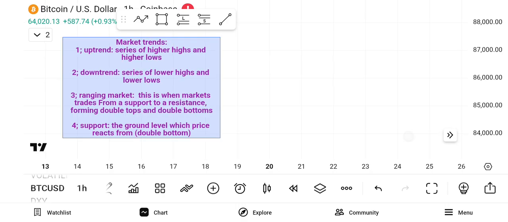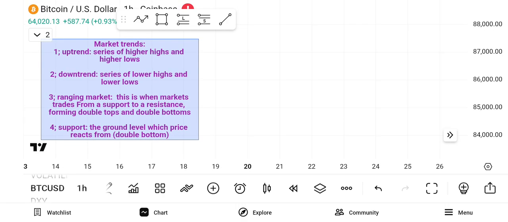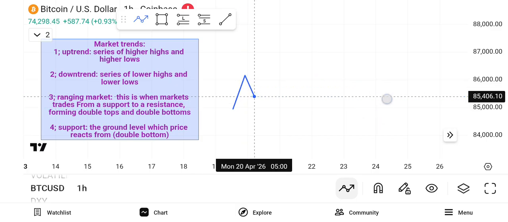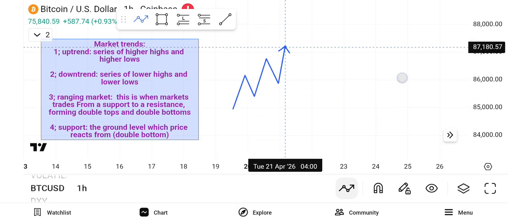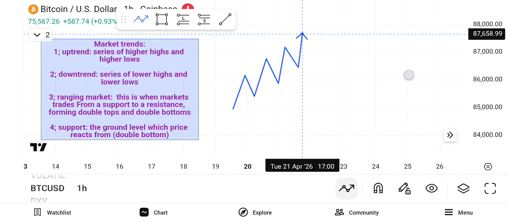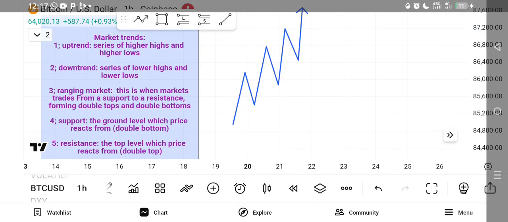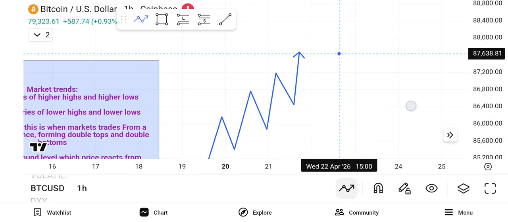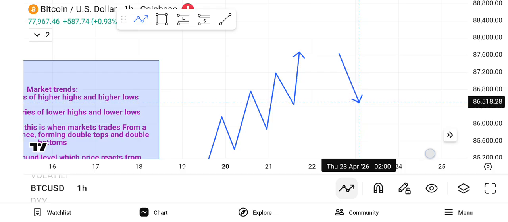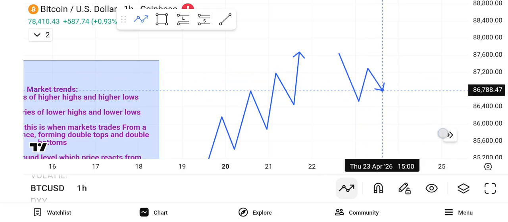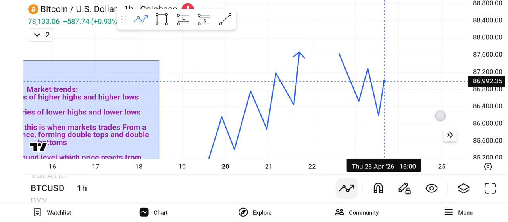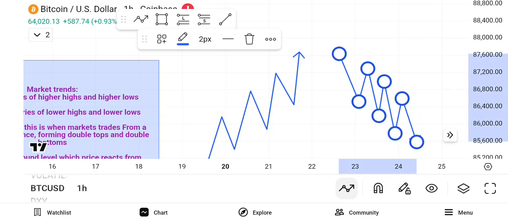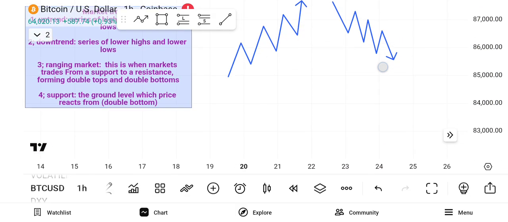Now we have two types of market trends: the uptrend, which is a series of higher highs and higher lows. So that's the uptrend, series of higher highs and higher lows. And then we have the downtrend, which is literally the opposite of the uptrend. Lower highs and lower lows. Lower high, lower low, lower high, lower low. So that's simply the uptrend and the downtrend.